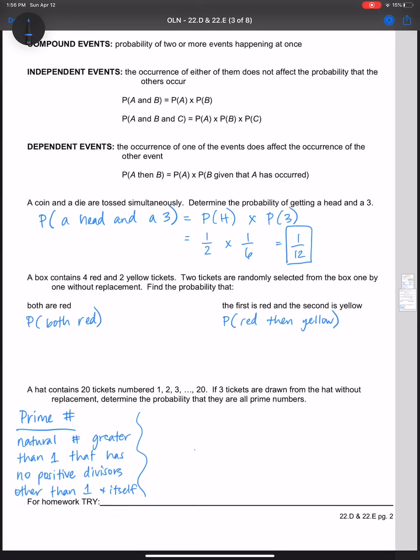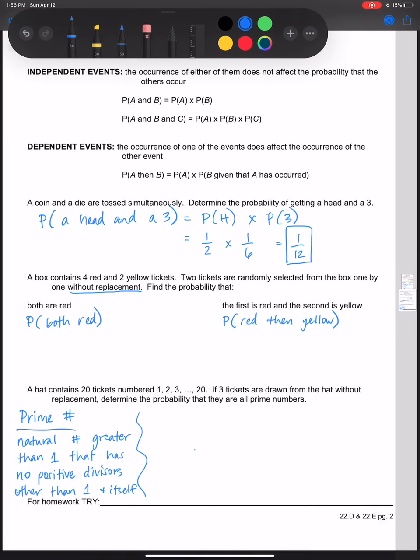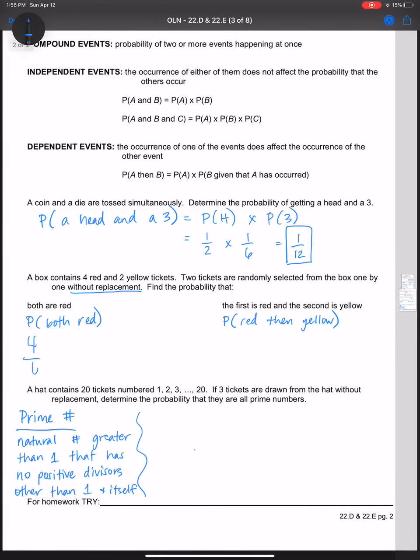All right, next one. A box contains 4 red and 2 yellow tickets. 2 tickets are randomly selected from the box, one by one, without replacement. That's a key thing. Find the probability that both are red. Well, 4 of the 6 are red. And then the probability that the next one is red, well, there's only 3 left now of the 5 because we did not replace it. That is 12 out of the 30, which then reduces to 2 out of 5.